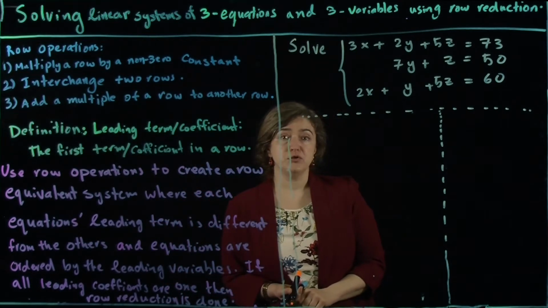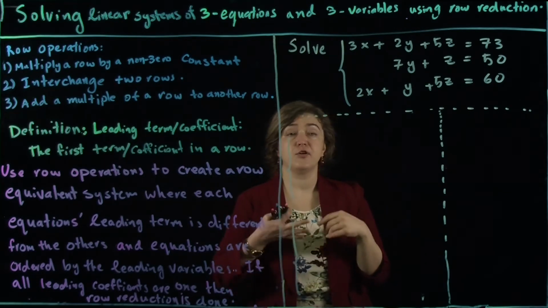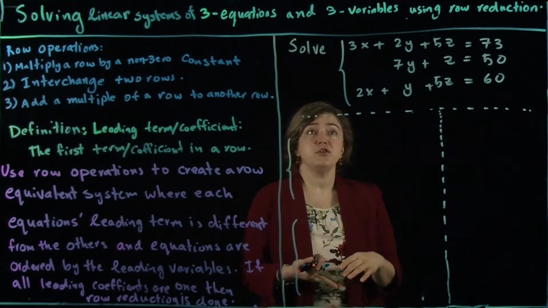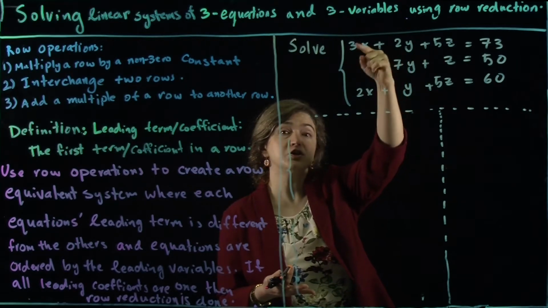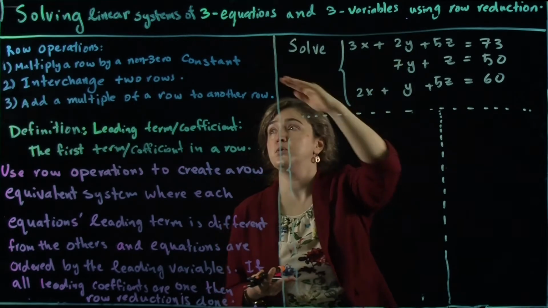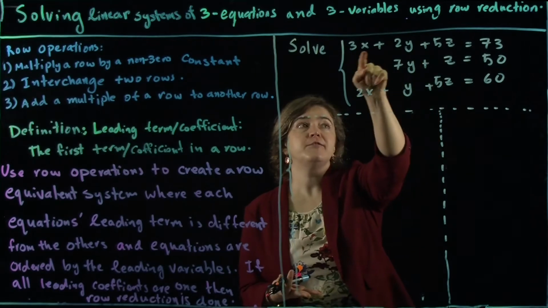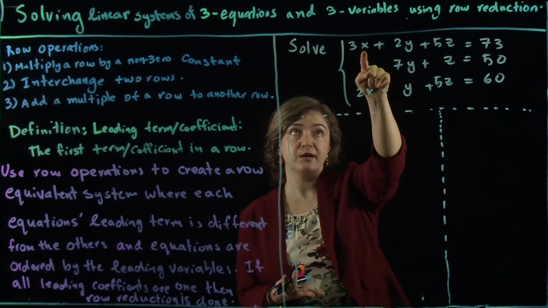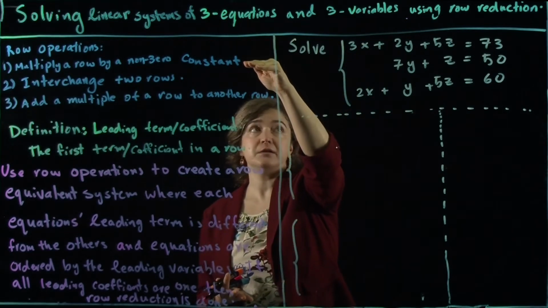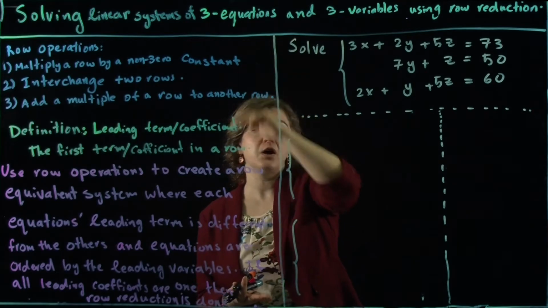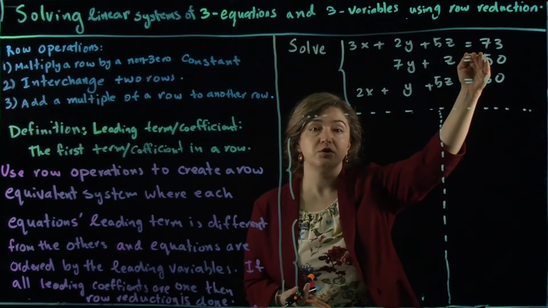The first thing that you want to do is to create a leading one in the first equation. If your first equation is missing the first variable, you want to interchange two rows first. But in here, my first equation is not missing the first variable. So instead, I'm going to just multiply the first row by a non-zero constant, and then I create a leading one for the first row.